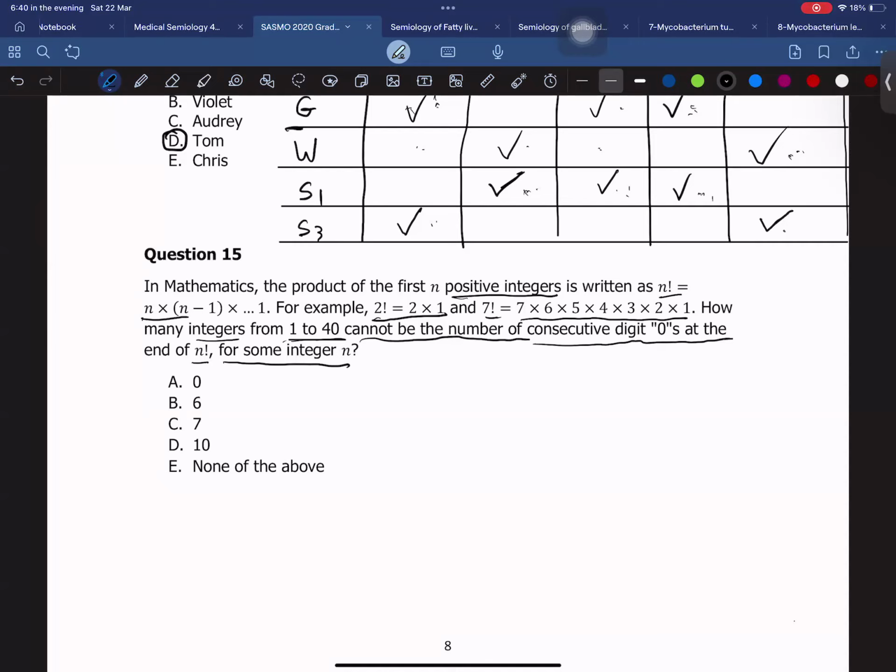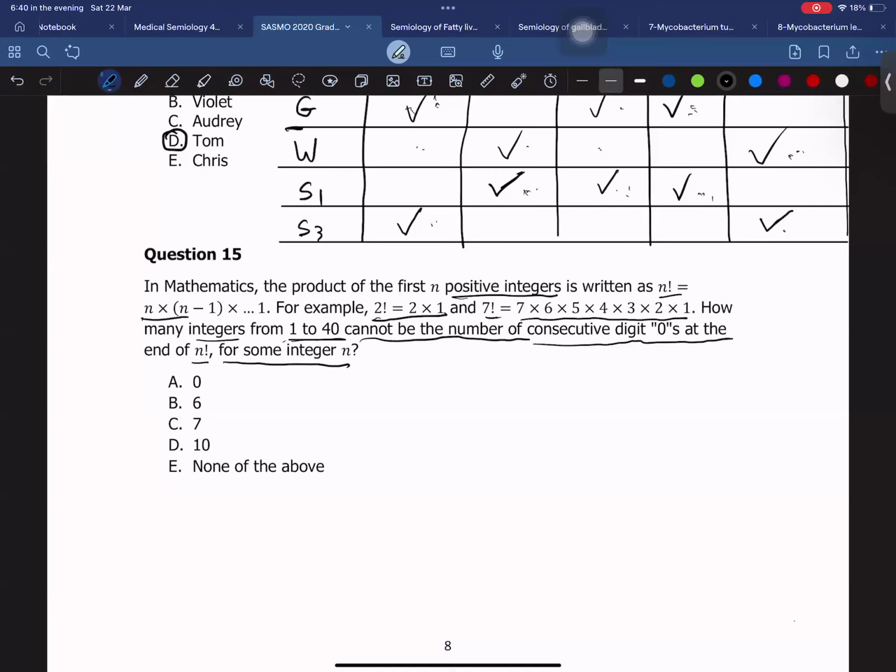Hey guys, time's up. Okay, so I see a question. What if we don't get anything in SASMO, but we get something in AMO? Are we qualified to join CMOC? Yeah, sure.